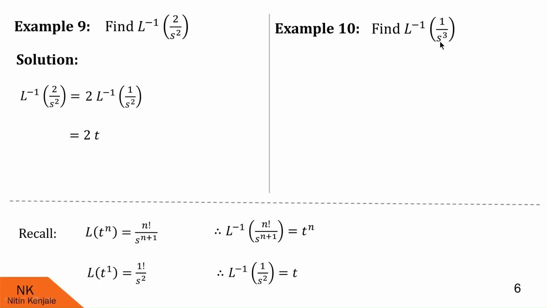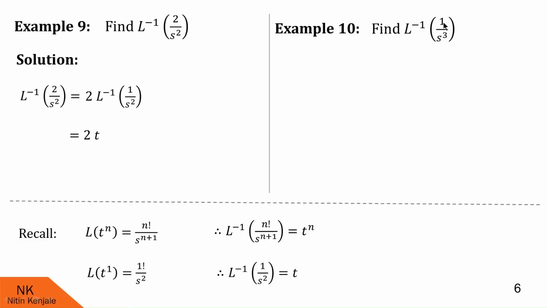Note that this s raised to n plus 1 term is the denominator of Laplace of t raised to n. So here 1 is added to the power of t. So what is the power of t in this particular case? It has to be 2. So n is 2 in this particular case. We should have 2 factorial in the numerator of s raised to n plus 1, or s raised to 3.